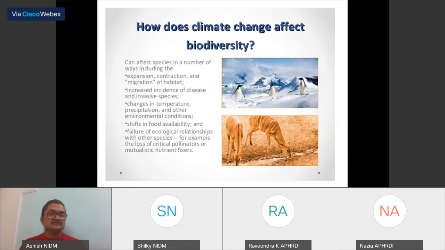How does it affect? Because of changes in temperature, changes in precipitation and other environmental conditions like humidity, there is a shift, expansion, contraction, and migration of the habitat of animal species. There is increased incidence of disease and invasive species. And because animals are moving from their forest areas to human habitat areas, there are man-animal conflicts also, then a shift in food availability, and failure of ecological relationships between species. So this imbalances the ecological pyramid that is very essential for our own existence.